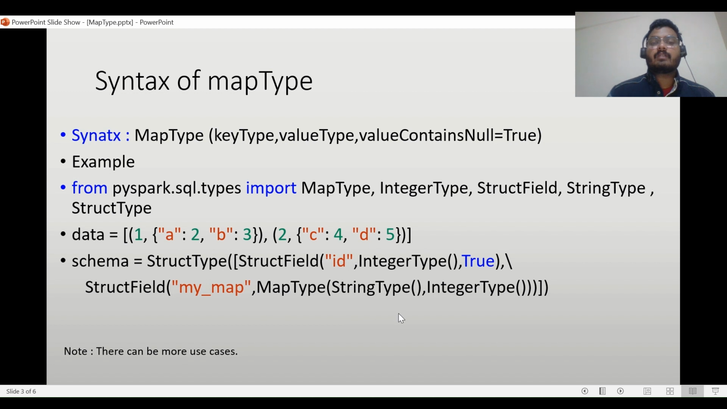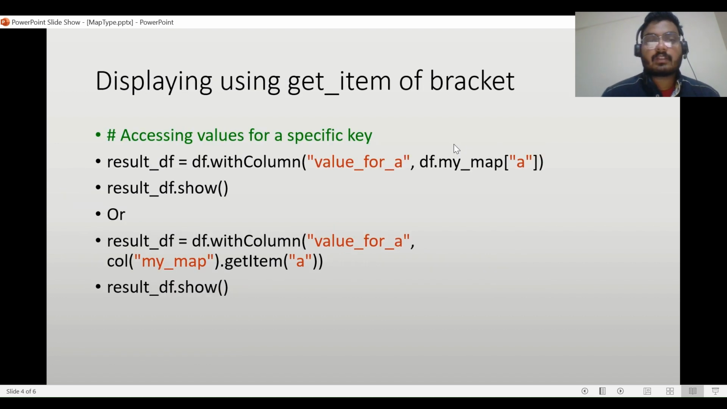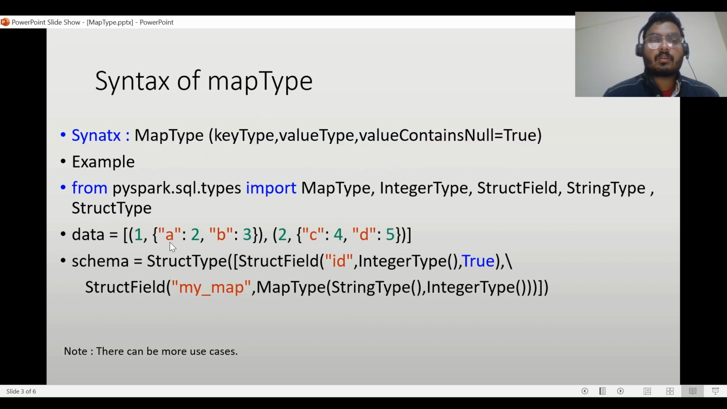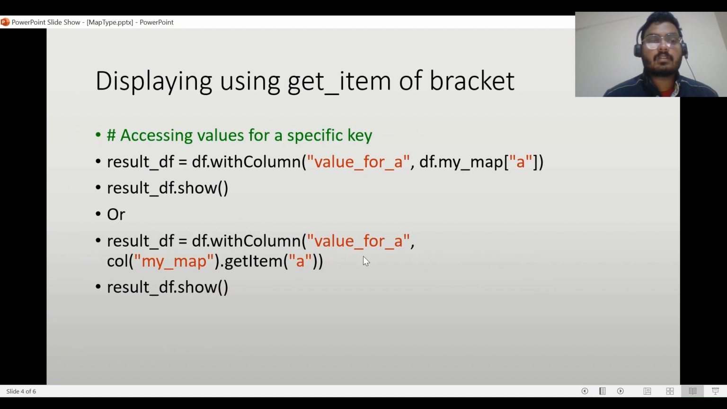I have defined a variable to explain this dictionary. So when I define the schema for this, I will be using schema struct type, struct field id as integer type, true. My map: first value is string type and then integer type. I have not passed true for nulls or not; that you can try and check. So we have created a data frame out of it. Consider this data and this schema.